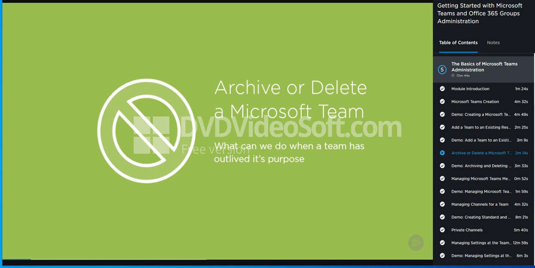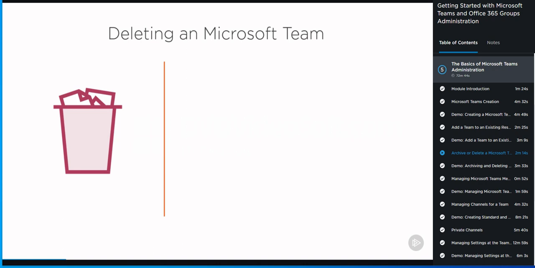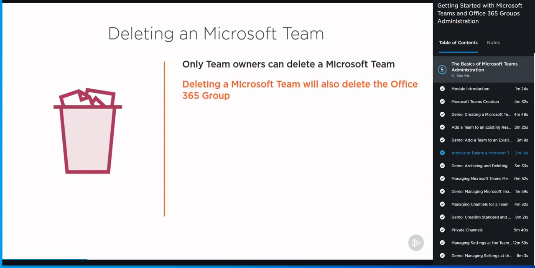You have 30 days to restore the Office 365 group, so really deleting the team is the same thing as deleting the Office 365 group, so same options, same restore, everything that we covered in the basics of Office 365 Groups Administration module still very much applies here.